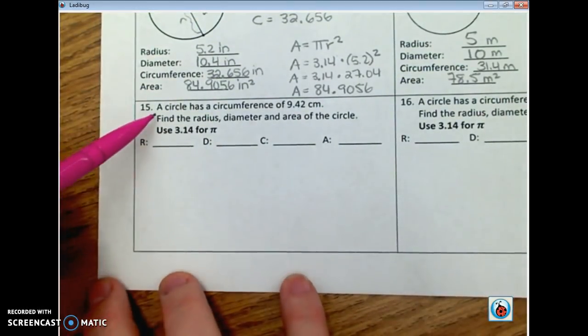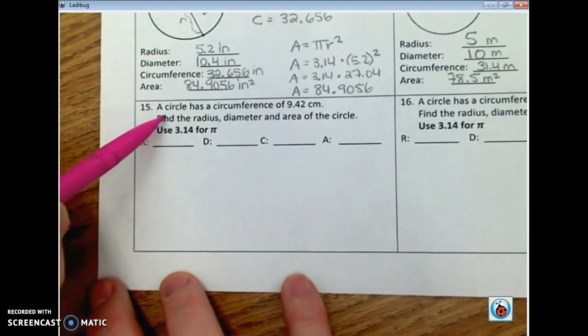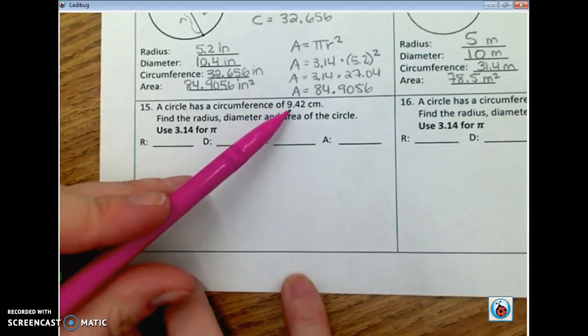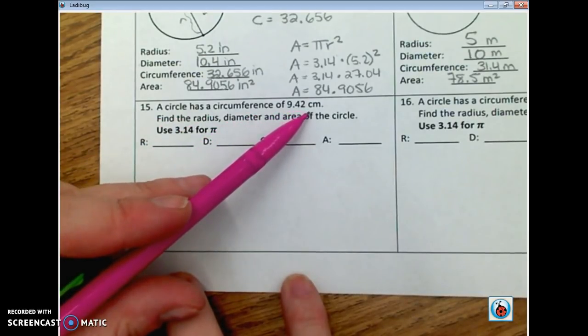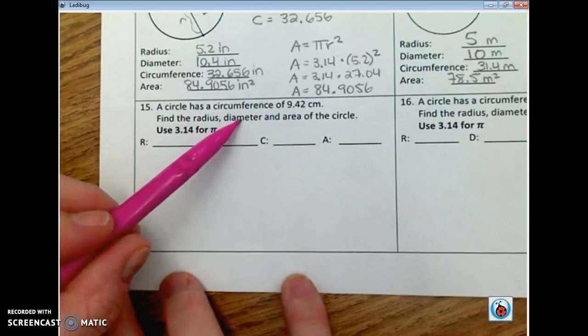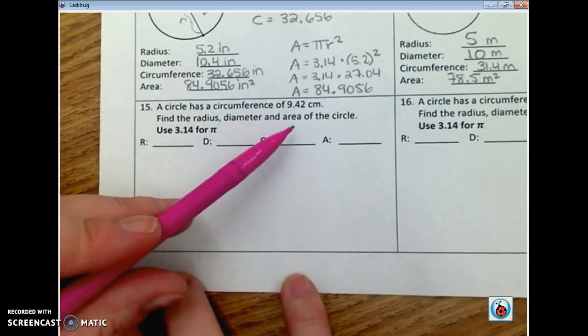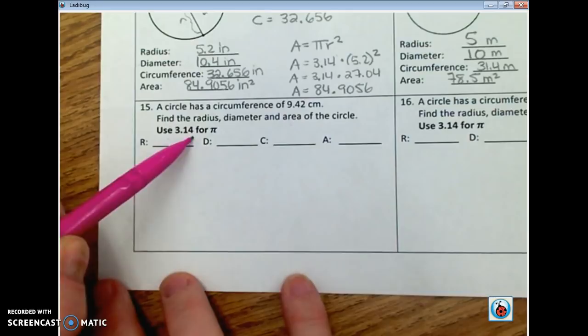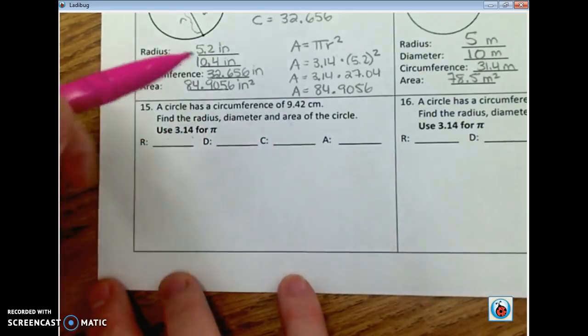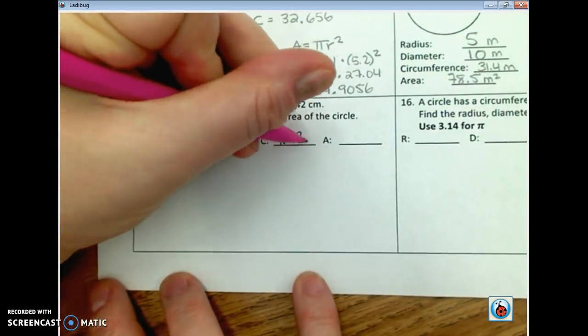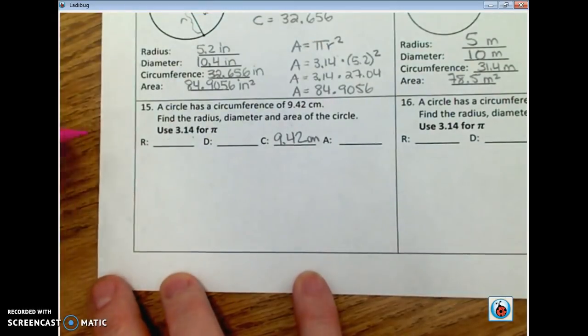All right, in this case, we do not have a picture, but we have information. A circle has a circumference of 9.42 centimeters. Find the radius, diameter, and area of the circle. All right, use 3.14 for pi. So we know the circumference is 9.42 centimeters. We're like, wow, how am I going to find all that missing information?